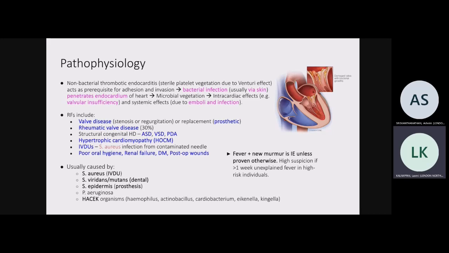as well as emboli. Risk factors for IE, as everyone knows, can be valve disease as well as rheumatic valve disease, so that tends to be more of a global issue with rheumatic fever as opposed to an issue we see in the UK that often. Also things like hypertrophic cardiomyopathy, structural heart disease, of course people who inject drugs are at risk of IE, as well as general poor oral hygiene and diabetes mellitus as well.